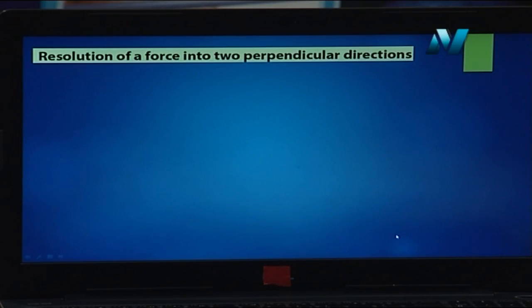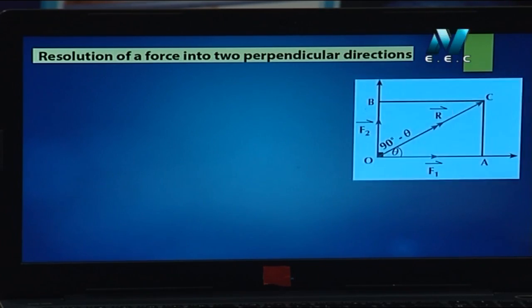Let's move to the first: resolution of a force into two perpendicular directions. It is a special case. Concentrate with me. F1 acts horizontally and F2 perpendicular to it, and we have here theta 1 equals theta, and the other angle will be 90 minus theta because their sum equals 90 degrees. We have R, which is the resultant, and we would like to resolve this R force into two forces, F1 and F2, all of them perpendicular.